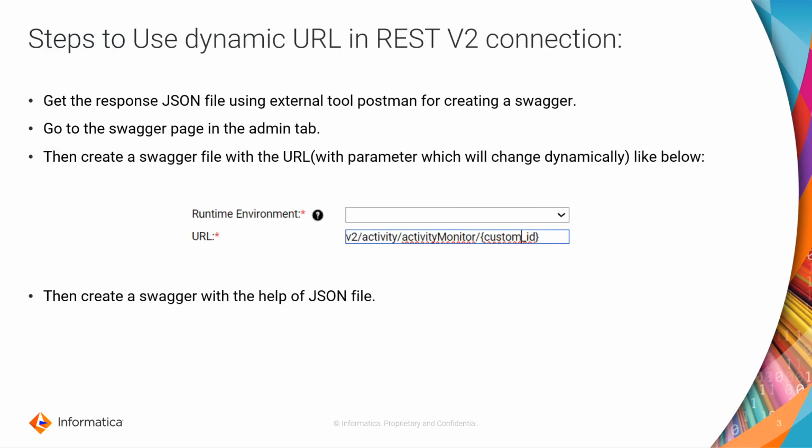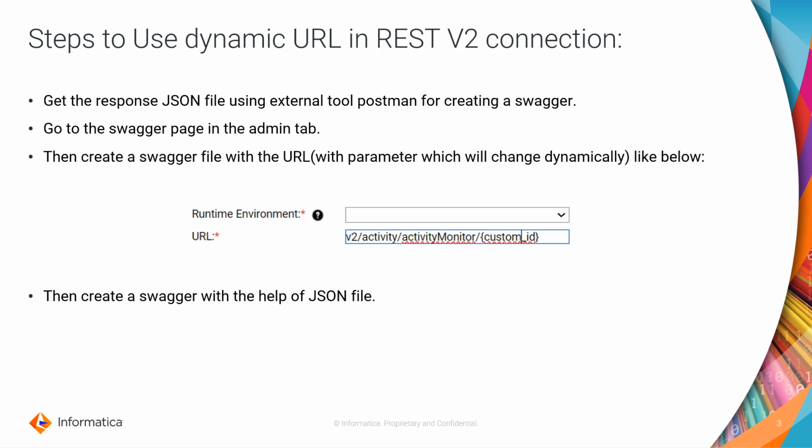If you need to create a REST v2 connection, you always need to create a Swagger. In this case, we need a dynamic URL in the structure. So the first step is to create the Swagger.